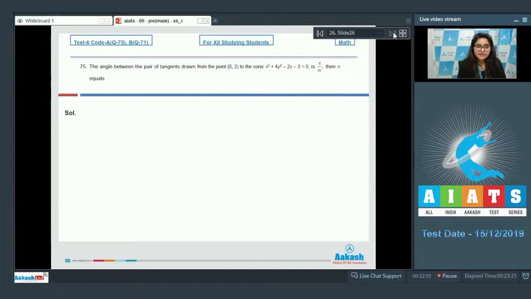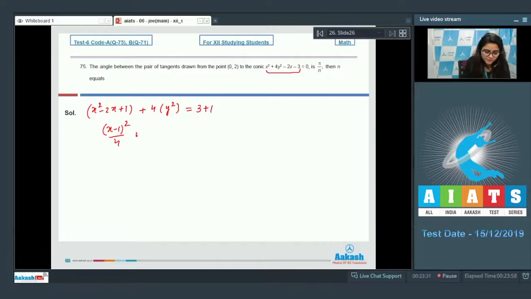Question number 75. The angle between the pair of tangents drawn from the point 0, 2 to the conic x square plus 4y square minus 2x minus 3 is equal to 0 is pi by n, then n equals. So first of all calculate this curve. x square minus 2x plus 1 plus 4y square is equal to 3 plus 1. So x minus 1 whole square divided by 4 plus y square is equal to 1. So this is an ellipse.